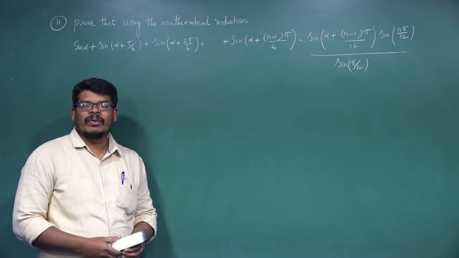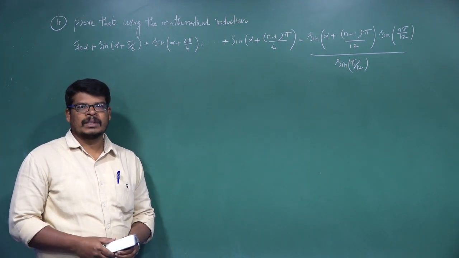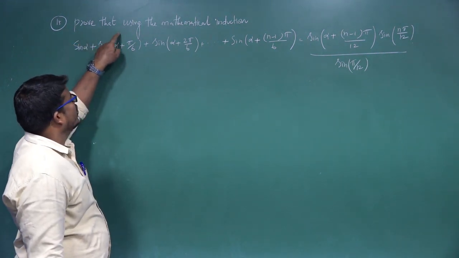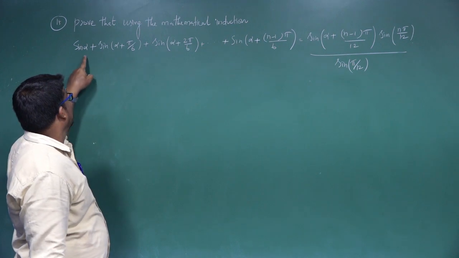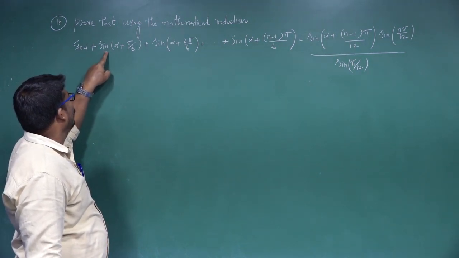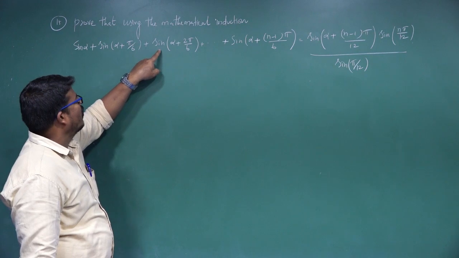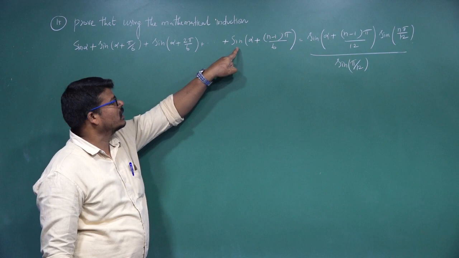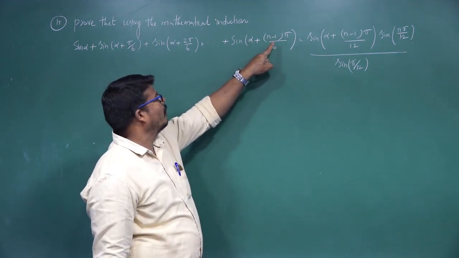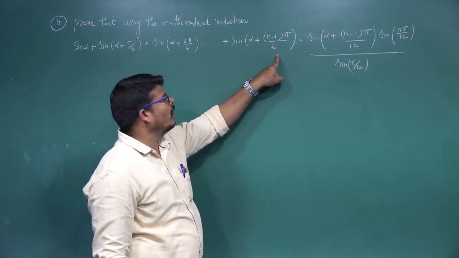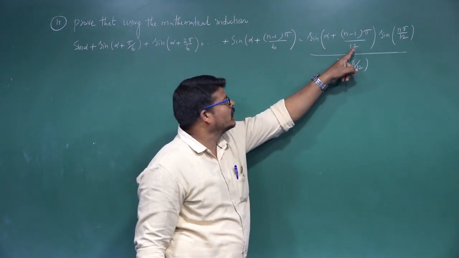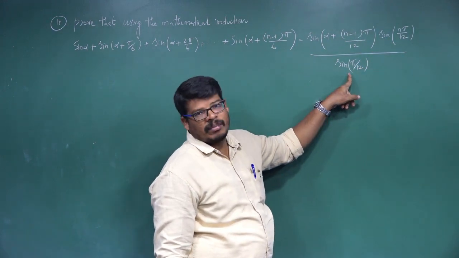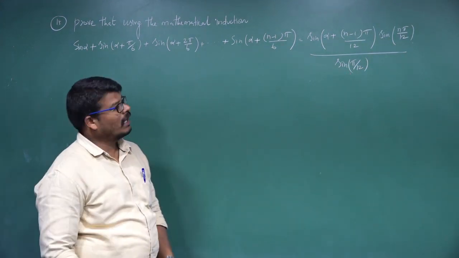Hi students, today we are going to discuss exercise 4.4, the remaining problem. Question number 15. Prove by mathematical induction that sin alpha plus sin of (alpha plus pi by 6) plus sin of (alpha plus 2 pi by 6) and so on, plus sin of (alpha plus (n minus 1) pi by 6) equals sin of (alpha plus (n minus 1) pi by 12) into sin (n pi by 12) by sin (pi by 12).